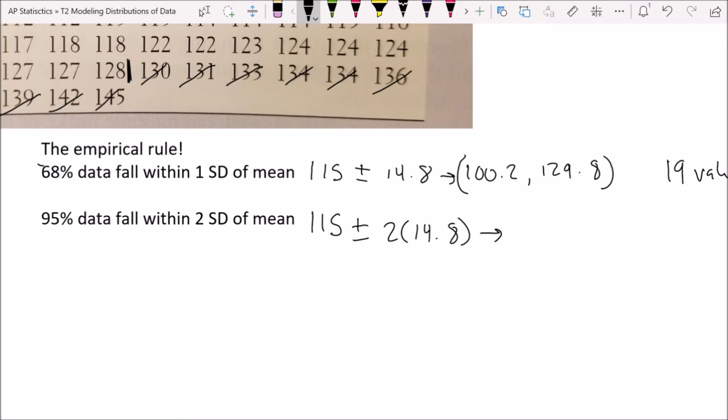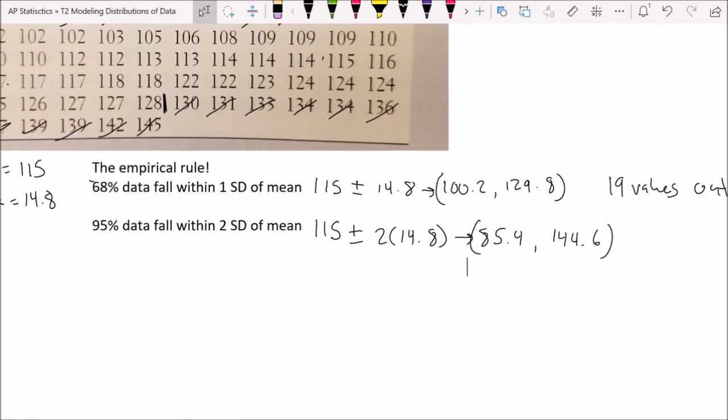And I get on the low end 85.4, and on the high end, 144.6. All right, let's rinse and repeat.